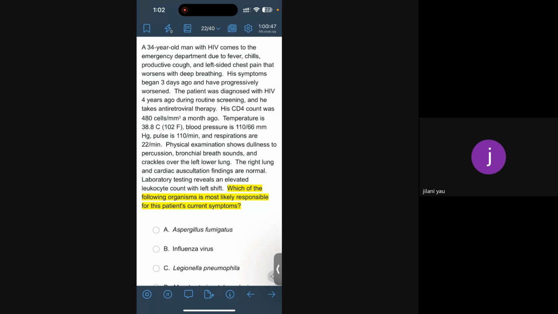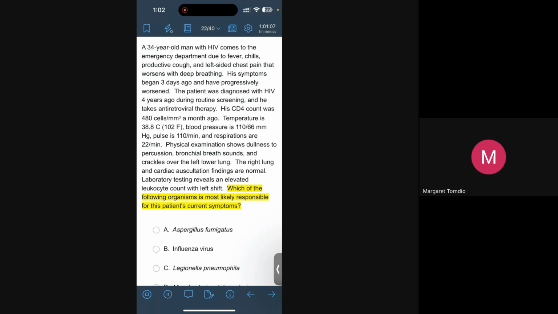What type of pneumonia is it? Lobar pneumonia. The patient has lobar pneumonia. That's why there is dullness to percussion, bronchial breath sounds and crackles over the left lower lung. Only one lobe is affected, not the whole lung.